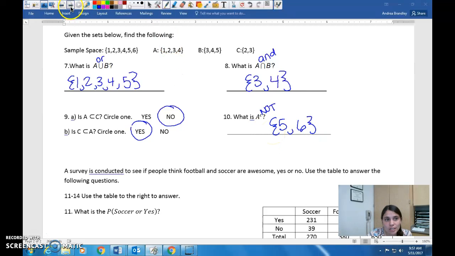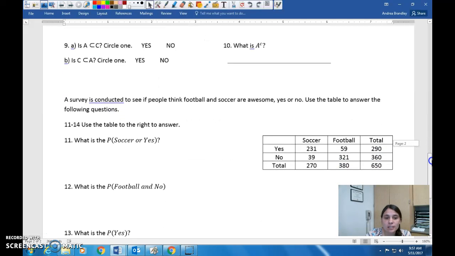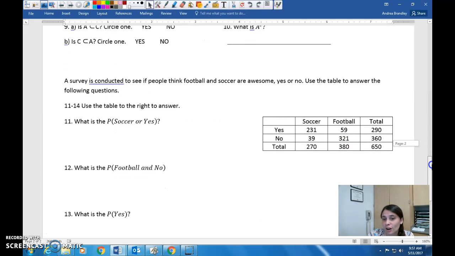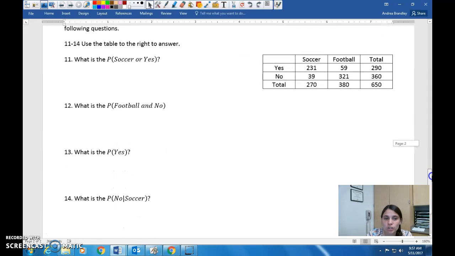The next section is still in probability, but now we're finding the probability from a frequency table. So it says that a survey is conducted to see if people think football and soccer are awesome, yes or no. So we're going to use this table to answer our questions. The first is, what is the probability of people voting soccer or yes? So this would be a union, soccer or yes.